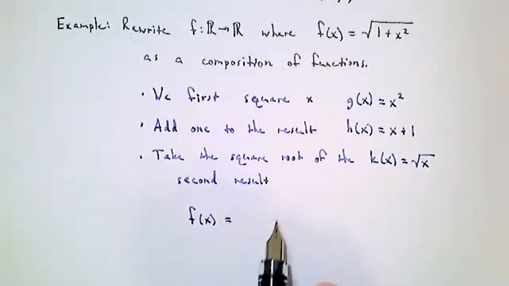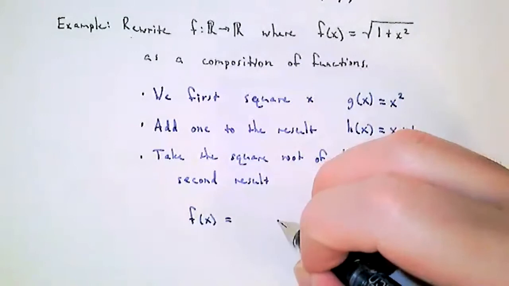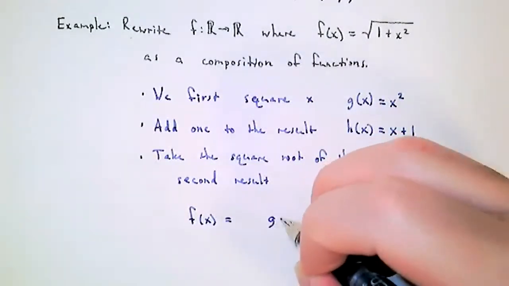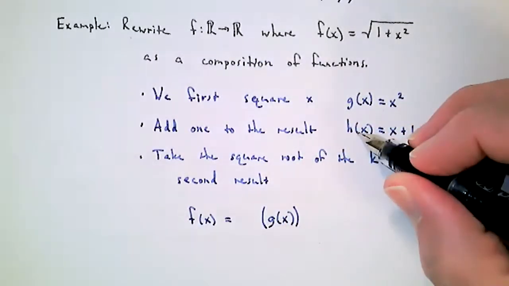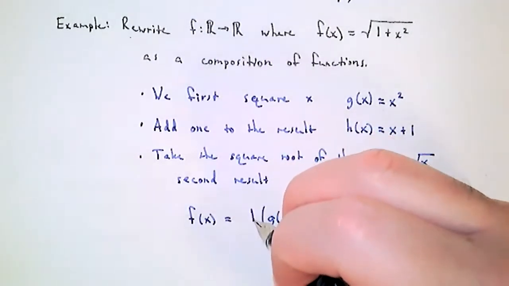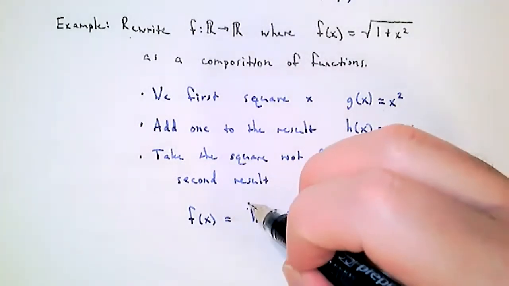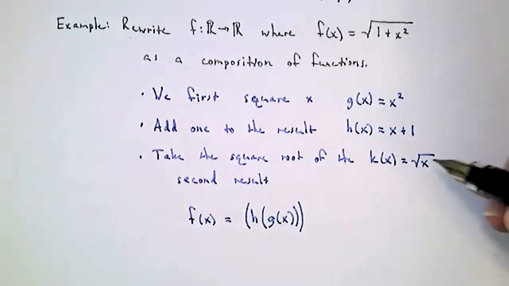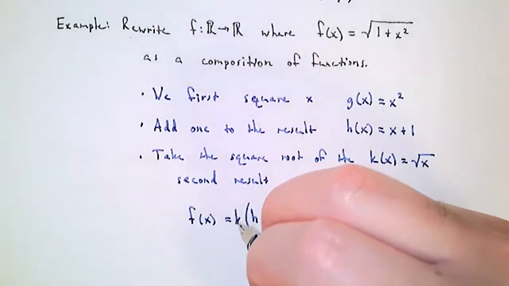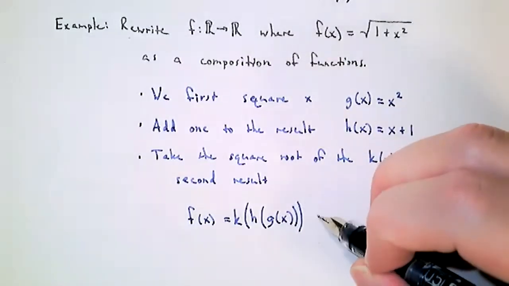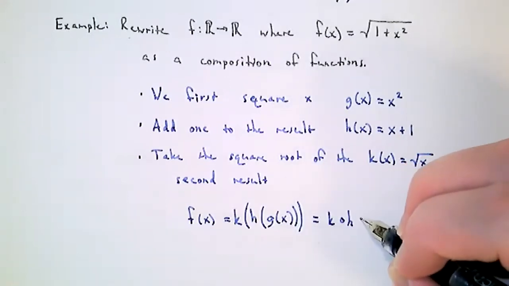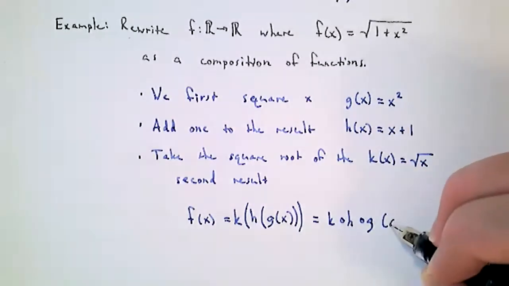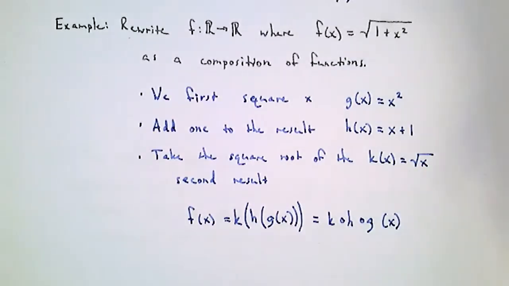And we have to go sort of in the reverse order of that when we're thinking of compositions. So the first thing to do is to square, that's g. Then we take this result and we plug it into h to add 1. And then we take that result and plug it into my last function, k. So using the composition notation, this would be k of h of g. Good. So that's the answer. That's what I was looking for.